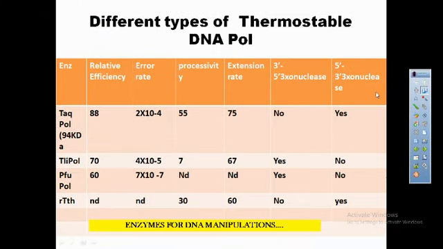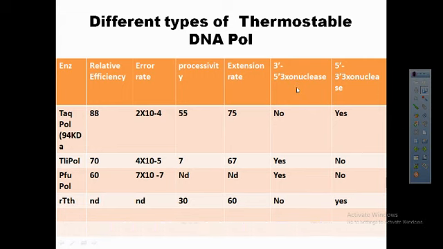So you must know why Pfu and the other are better than Taq polymerase. These two are better than this one, because Taq polymerase has no 3' to 5' exonuclease activity, which is very essential for proofreading, that is, the removal of wrong base pairs.